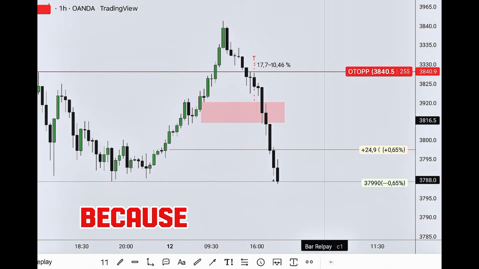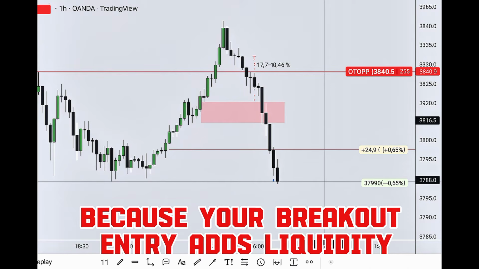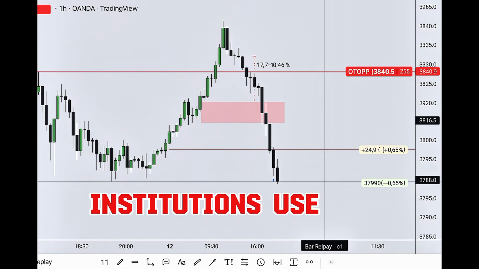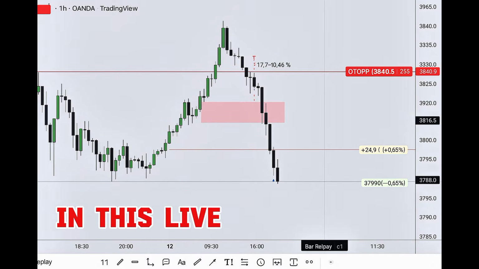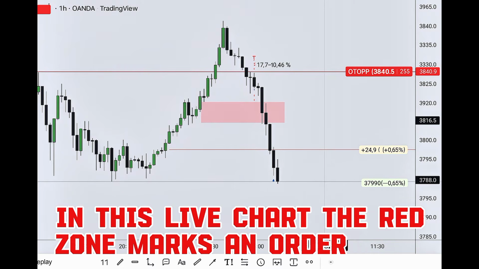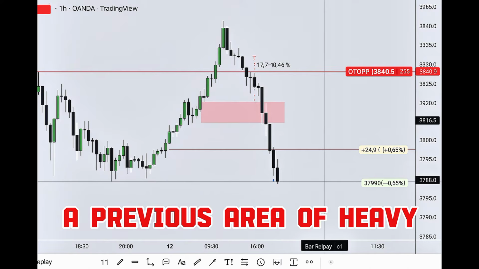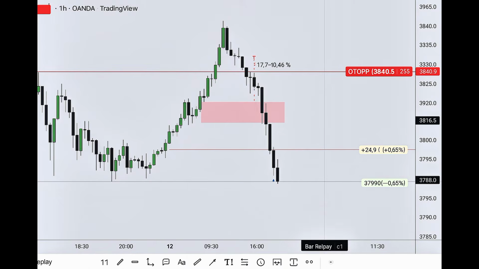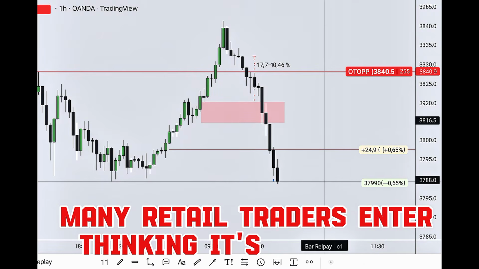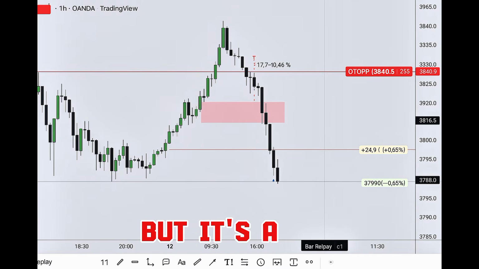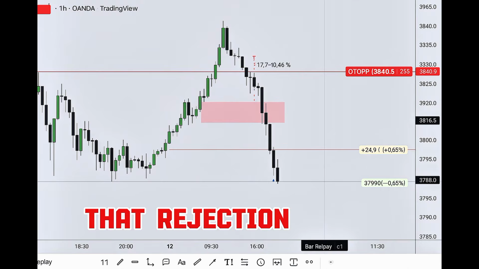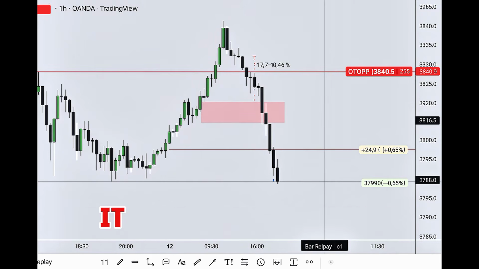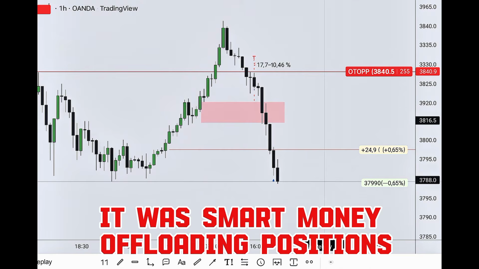Why? Because your breakout entry adds liquidity. Institutions use that volume to execute short positions. In this live chart, the red zone marks an order block, a previous area of heavy institutional selling. When price spikes into it, many retail traders enter thinking it's a breakout. But it's a trap. Notice the aggressive rejection afterward. That rejection wasn't just resistance, it was smart money offloading positions.